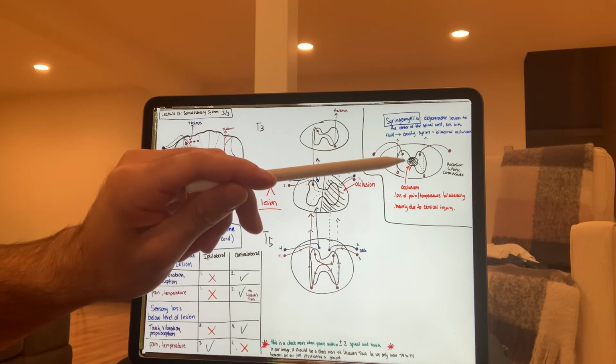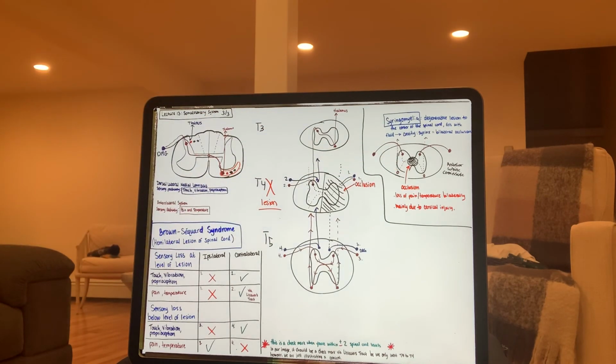Also, because it's bilateral, a buzzword to think of is a patient coming in with symmetrical or bilateral loss of pain and temperature on both sides of the body. So that's something to think about as well.